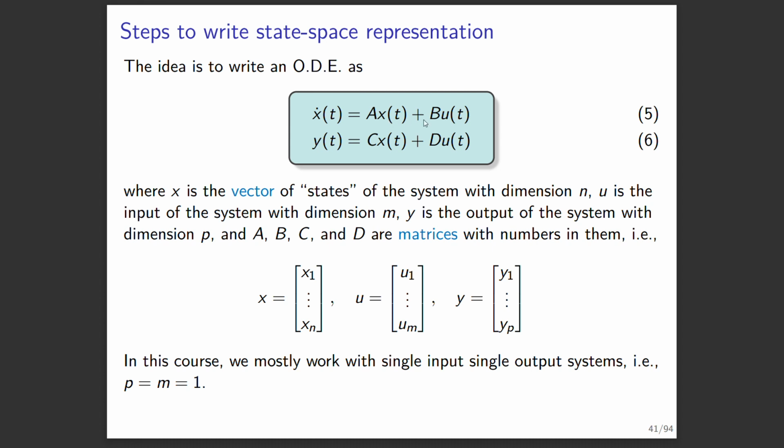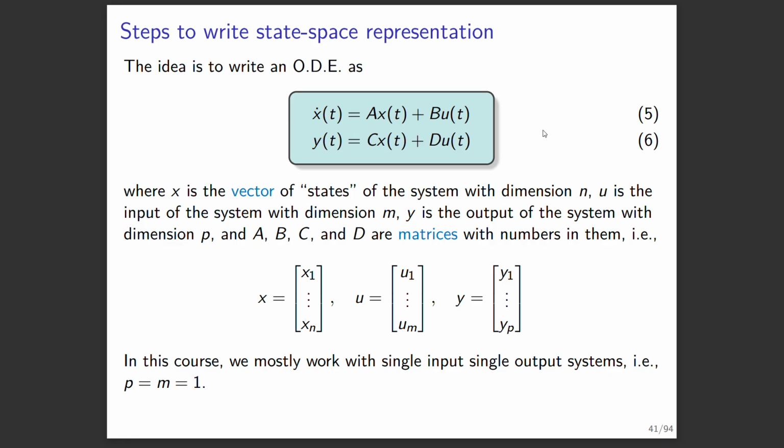X, U, Y are all three of them vectors. So U is the input. In this course, we assume that we have only one input, so U is actually a vector with one element in it, so it's just a function. Y is the output. Again, in this course, most of the time we assume that we only have one output, so Y only would have one element. But X is the vector of states of the system, and it can have multiple elements.